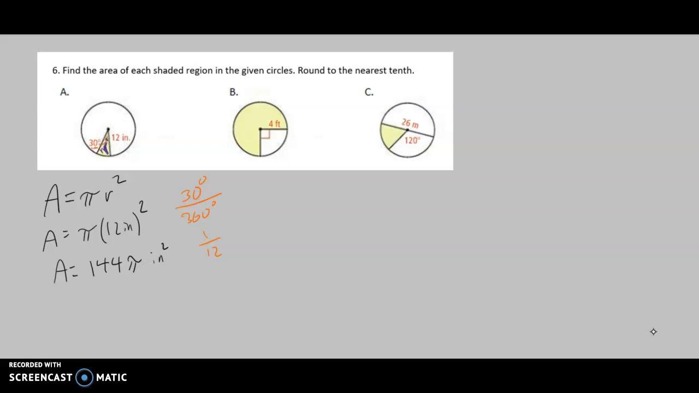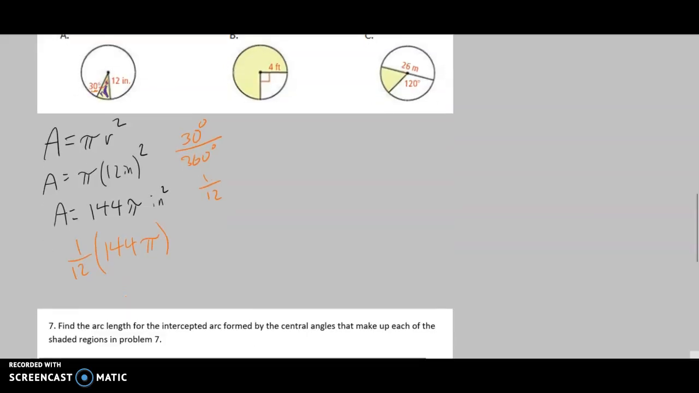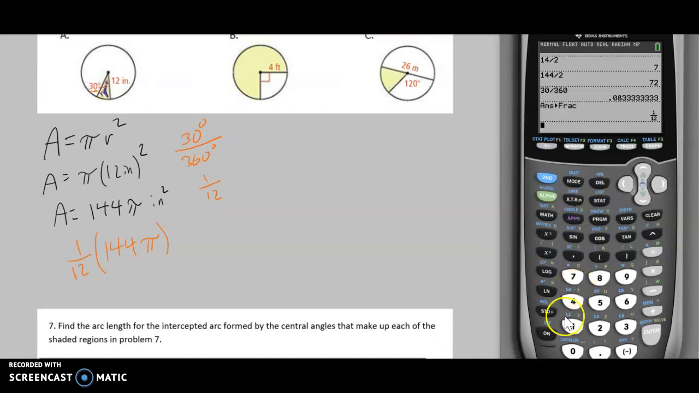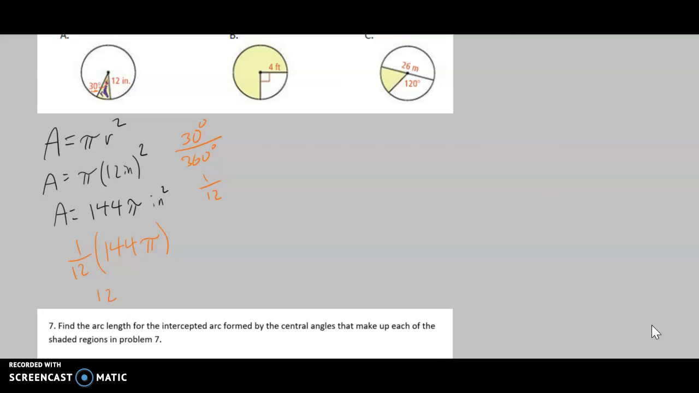So all you have to do now to find the area of the shaded region is multiply the area of the total circle by the fraction of the circle that you actually want to know. If I want to know what 1/12 of the total circle is, I would do 1/12 times 144 pi. I'm again going to leave it in terms of pi. So I would have 144 divided by 12, which is just 12. I probably could have done that one in my head. So that would be 12 pi square inches, just for this little yellow slice right here.